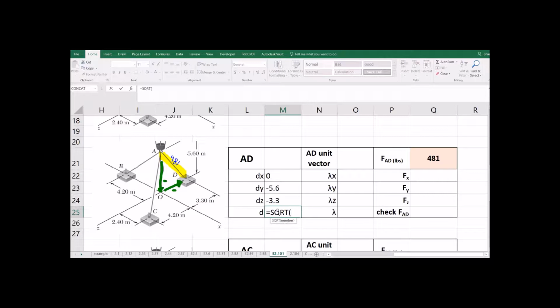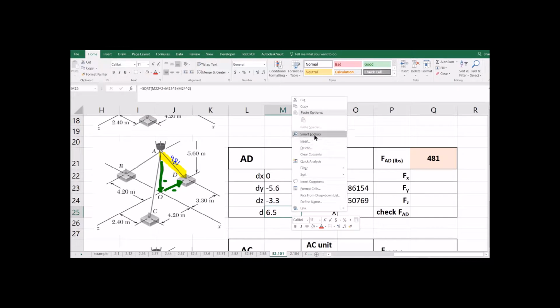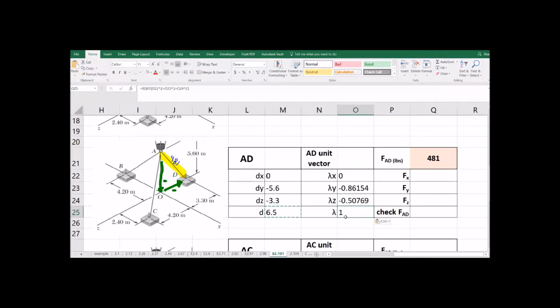There's the length of the cable, square root of dx squared plus dy squared plus dz squared. So there's dx, dy, dz for cable AD, and we're just getting that from the dimensions that are shown in the figure, and there's the unit vectors. So it's just dx over the length, dy over the length, dz over the length, and I can copy and paste that square root equation to show that the unit vector adds to 1.